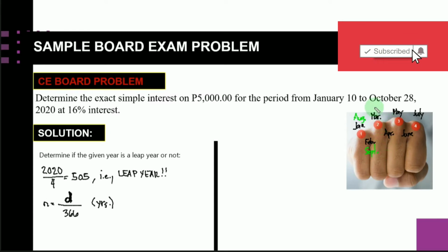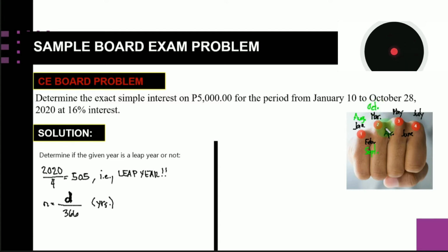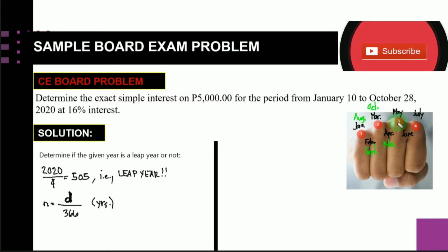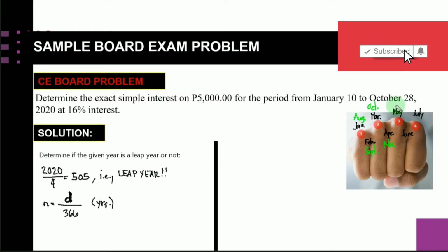And for this knuckle 2, October, okay. And in between knuckles 2 and 3, this is the month of November, okay. And for this knuckle 3, this is now the month of December, okay.